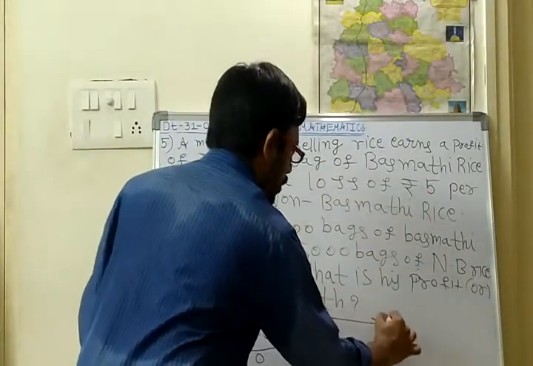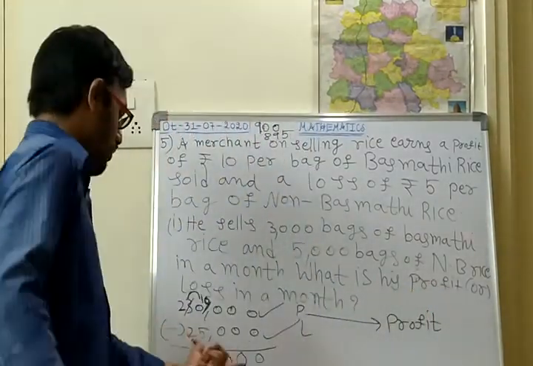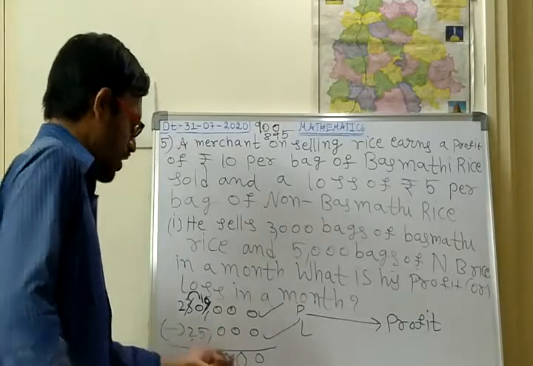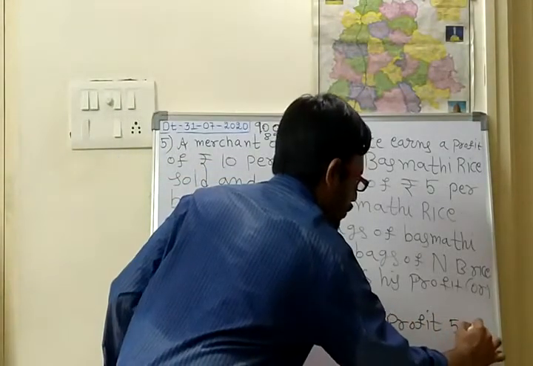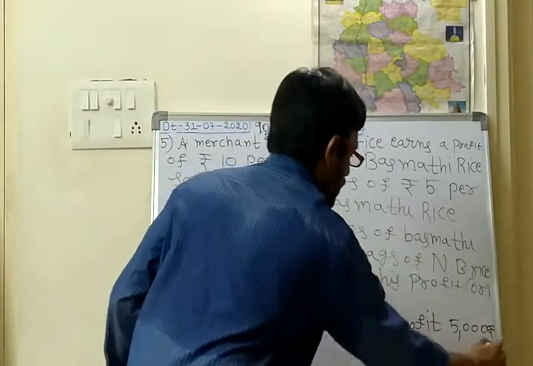So how much profit did he get? By subtracting, how much did we get? 5,000. So 5,000 rupees profit. The answer is 5,000 rupees profit for this first one.